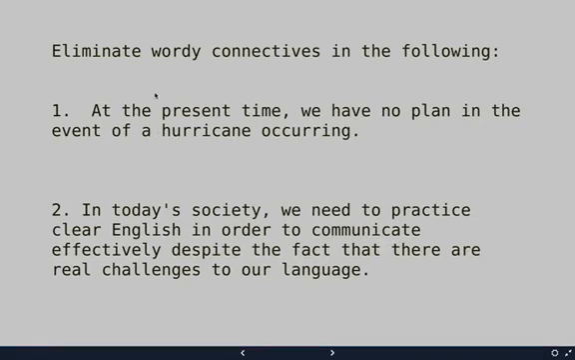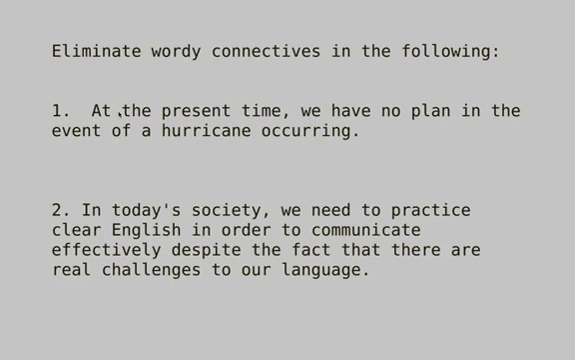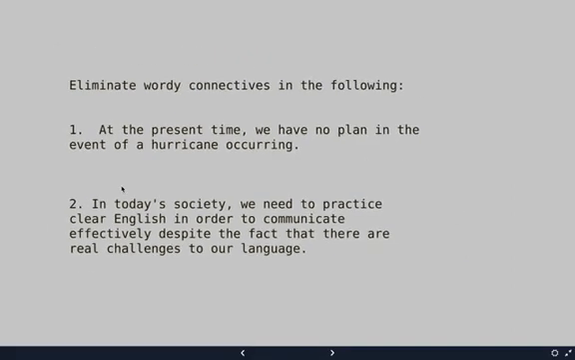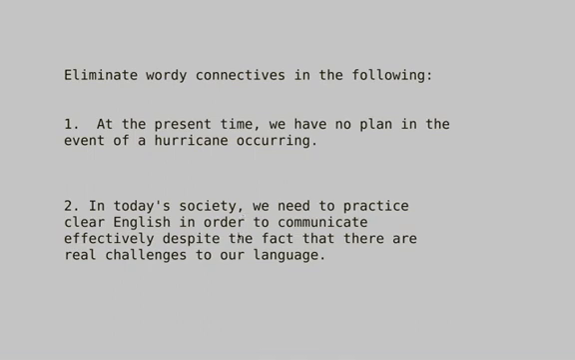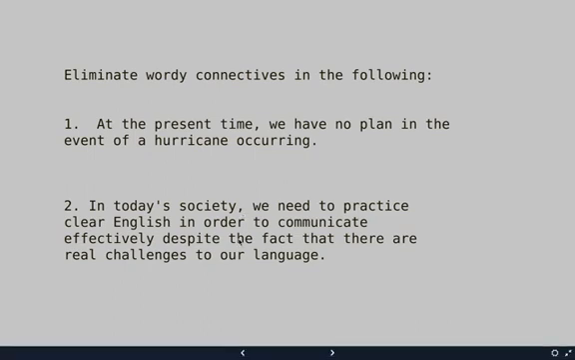So as we can see here, take a look at this sentence. At the present time, we have no plan in the event of a hurricane occurring. We just say, now we have no plan if a hurricane occurs. How about this one? In today's society, we need to practice clear English in order to communicate effectively, despite the fact that there are real challenges to our language. We just say, today, we need to speak clearly to communicate effectively, despite the many challenges to our language.